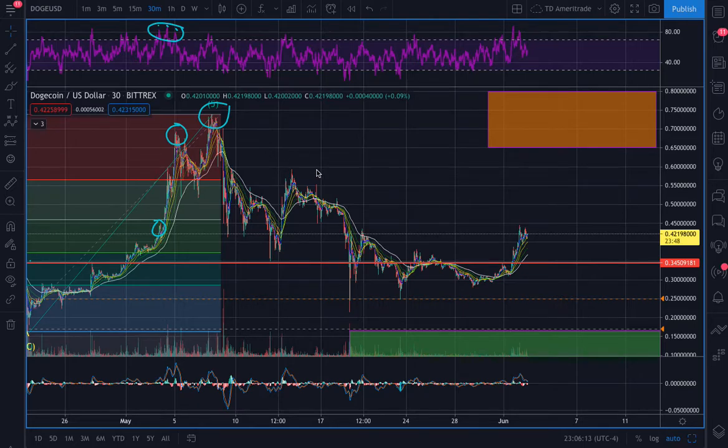Welcome back to the Daily Doge. We're doing Dogecoin technical analysis. And here's the chart. We're on the 30-minute chart.